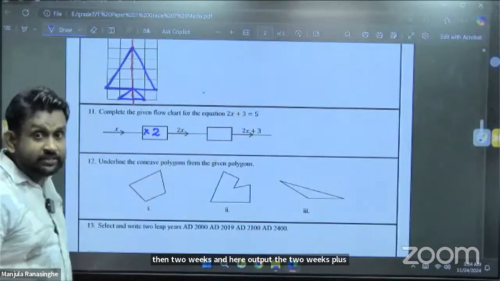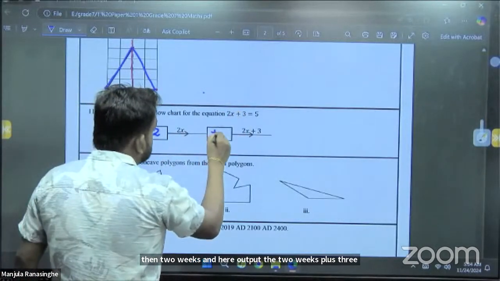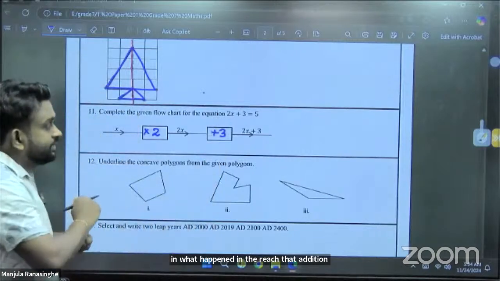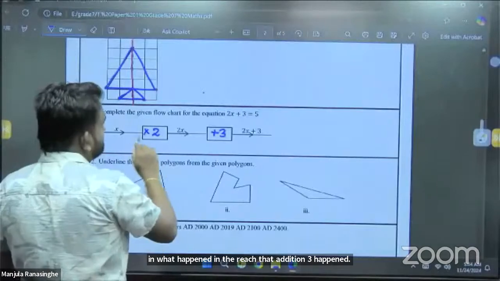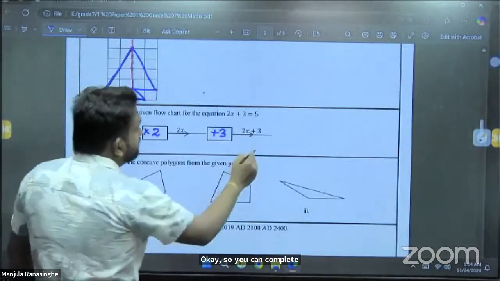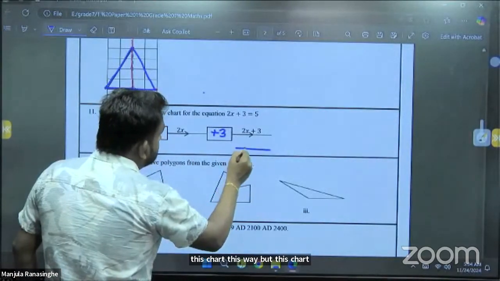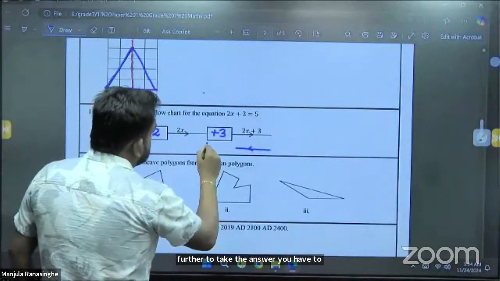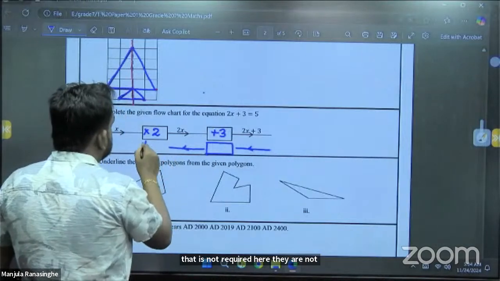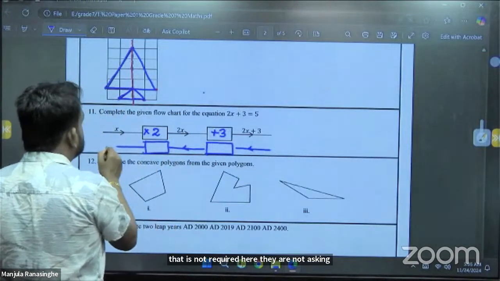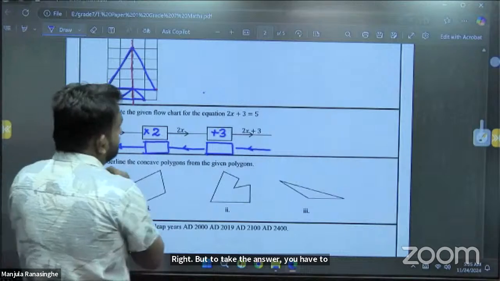Then what happened in the second box? That addition of 3 happened. So you can complete the chart this way. But further, to get the answer, you have to complete it in another manner. That is not required here, they are not asking. But to get the answer, you have to come this way.